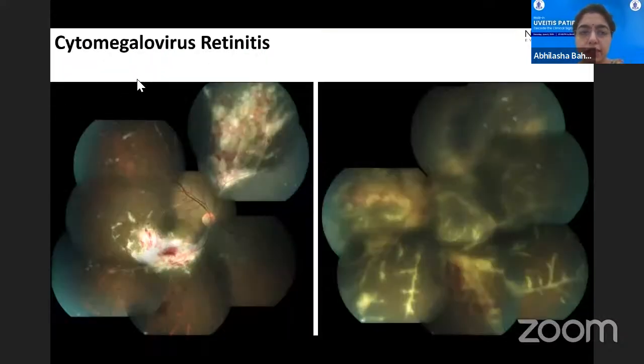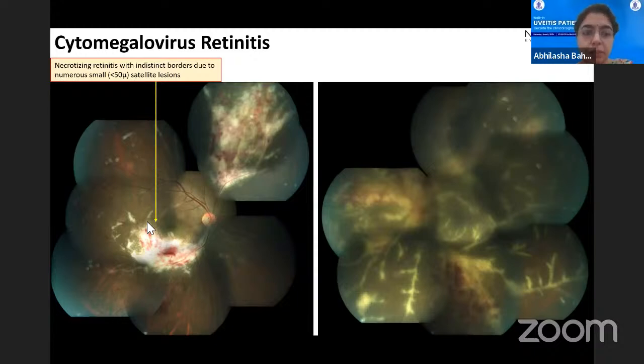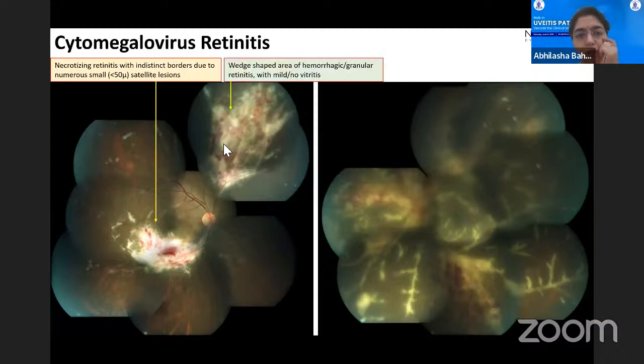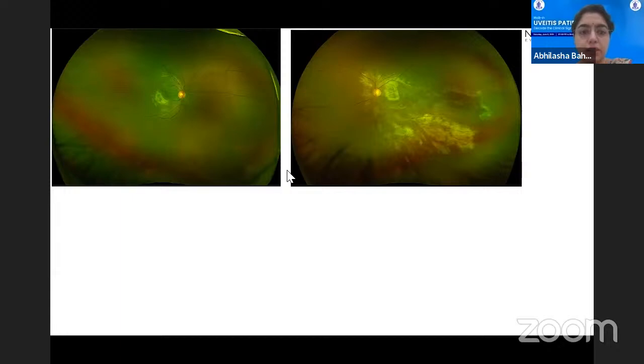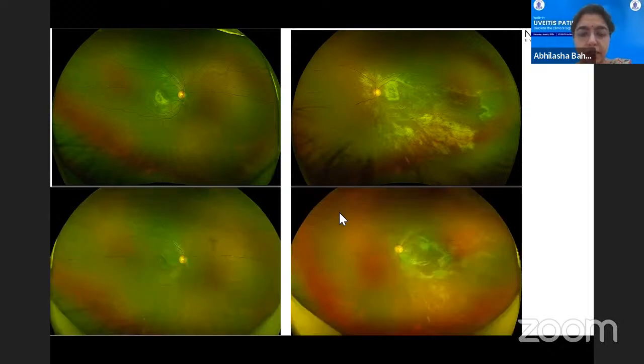Coming to cytomegalovirus retinitis, this is again a necrotizing retinitis with indistinct borders due to numerous small satellite lesions. As seen in this case, we see a wedge-shaped area of hemorrhagic or granular retinitis with mild or no vitritis. This is the other eye, which has a frosted branch angiitis-like picture. Nowadays, we see a lot of cases of CMV retinitis post-cancer chemotherapy. This is one such case where we see bilateral CMV retinitis, and though it's not severe in the right eye, the macula is involved, and this is following healing.